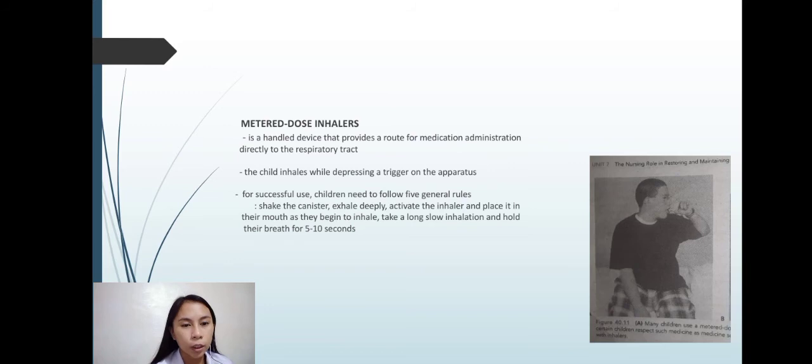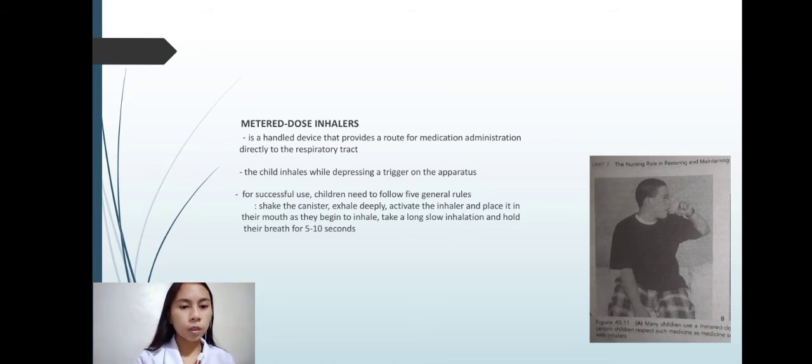Then the metered-dose inhaler. A metered-dose inhaler is a handheld device that provides a route for medication administration directly to the respiratory tract. The child inhales while depressing the trigger on the apparatus. For successful use, children need to follow 5 general rules. Shake the canister, exhale deeply, activate the inhaler, and place it in their mouth as they begin to inhale. Take a long, slow inhalation and hold the breath for 5 to 15 seconds.